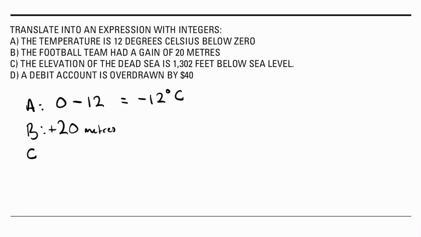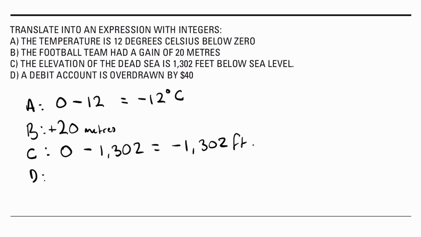Now, the elevation of the Dead Sea is 1,302 feet below sea level. Remember, we measure sea level from 0, and then because we're going below sea level, we would then subtract 1,302 feet. And so remember, negative and subtraction are interchangeable. So if you see negatives, they also mean subtraction if you're subtracting from something. And so you would end up with negative 1,302 feet.